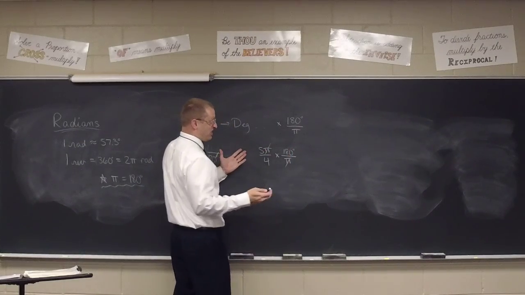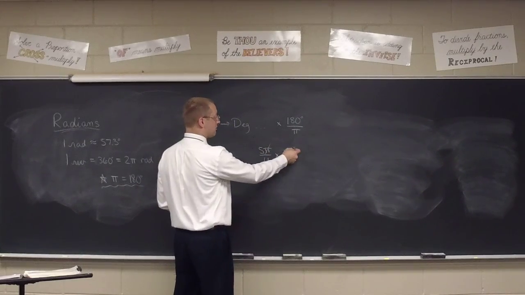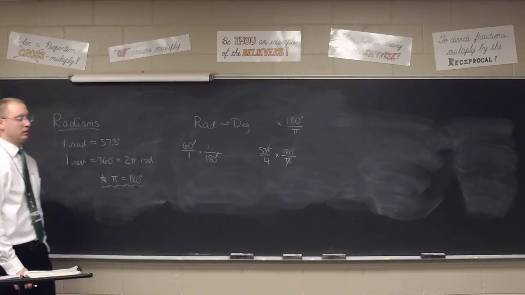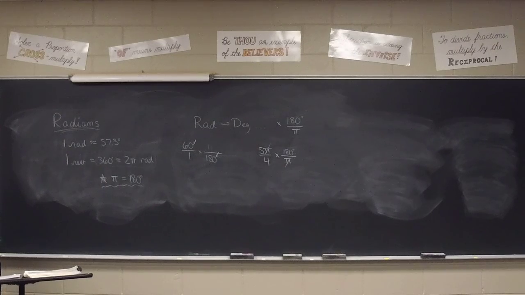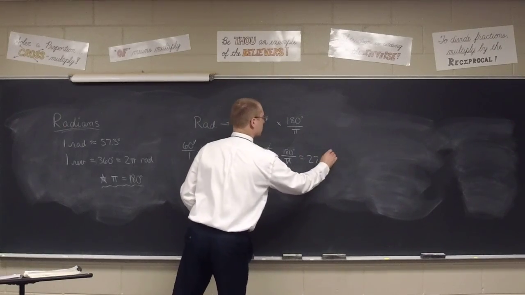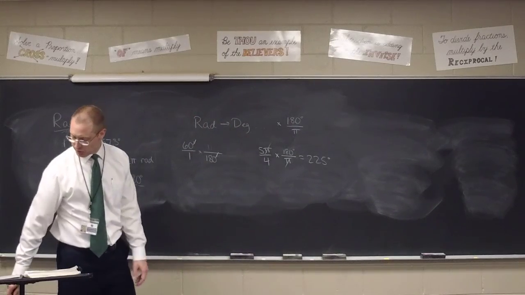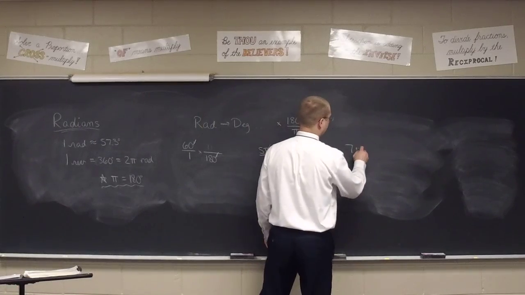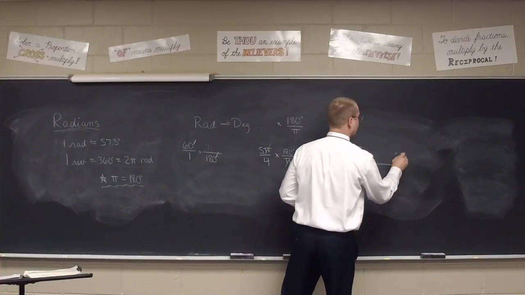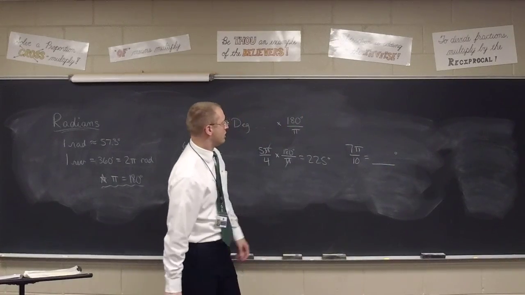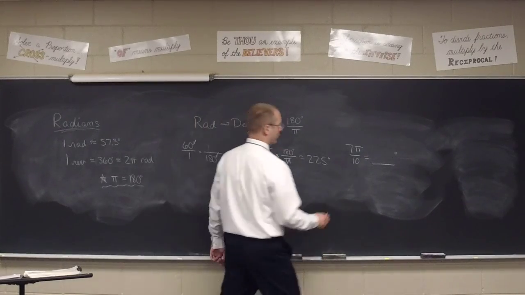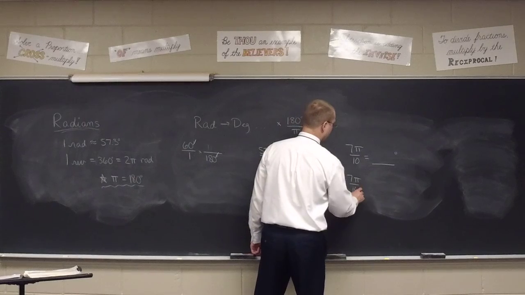And so here, I just do it on the calculator. 5 times 180 divided by 4. 225 degrees. Simple enough. How about this one? 7 pi over 10 equals how many degrees? What do I need to do to convert these radians, class, into degrees? Multiply by 180 degrees over pi.